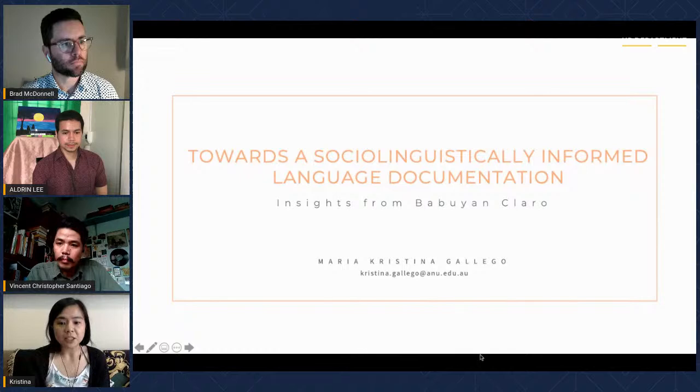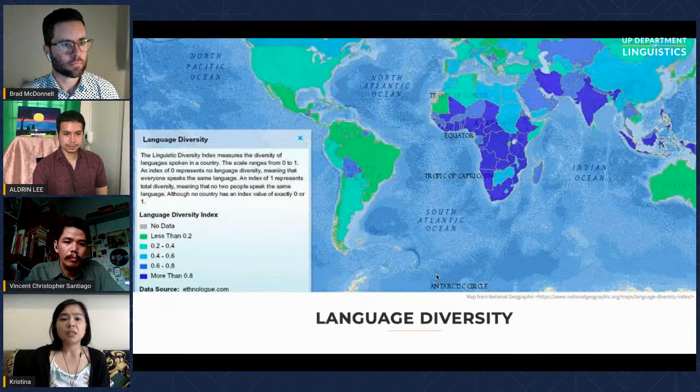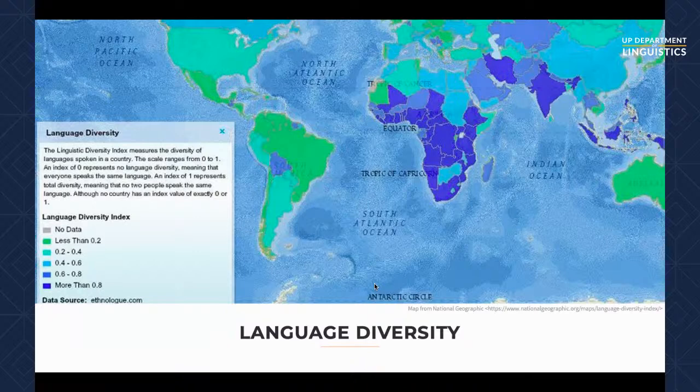Here you go. So let me start by showing you this map, just to highlight the language diversity across the globe. Many parts of the world, as you can see from this map, are linguistically diverse. And as you can see, Africa and the Asia Pacific region are the most linguistically diverse areas in the world.